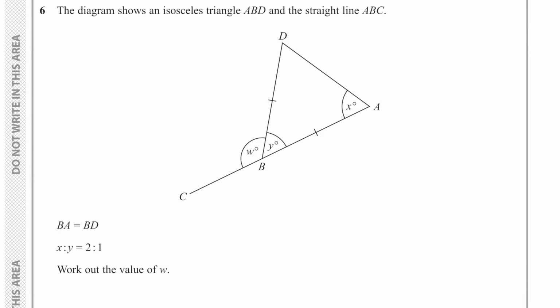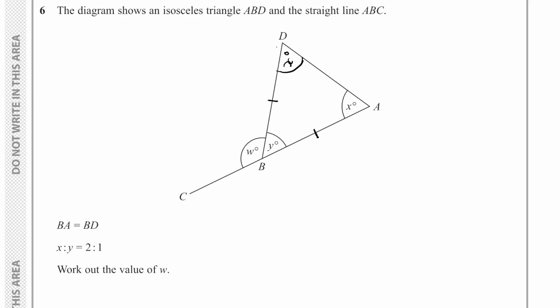Question 6. The diagram shows an isosceles triangle, ABD, and a straight line, ABC. BA is equal to BD. So these two are equal. They're shown on the diagram as equal. And because it's an isosceles triangle, we know 2 lengths are equal and 2 angles are equal. And the 2 angles are the ones at the base, which are the ones beneath these 2 lines. So this is also X, because the 2 X's are the ones at the base. They are the equal ones in the isosceles.